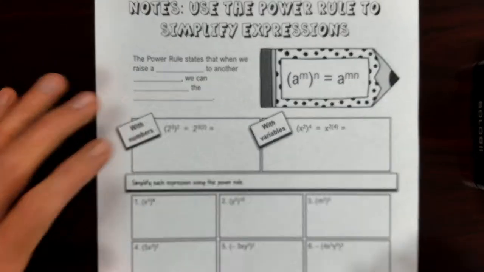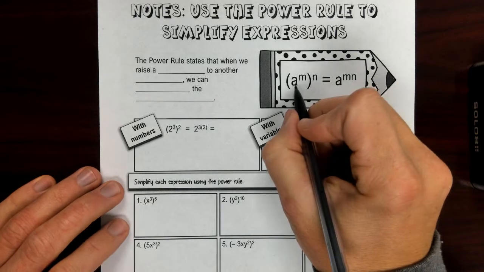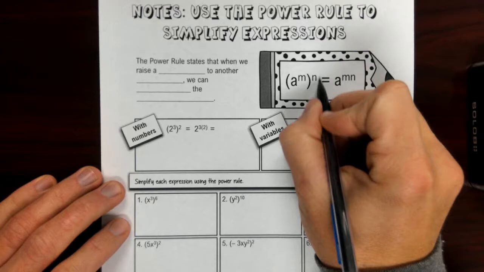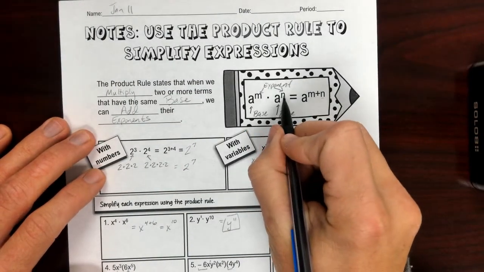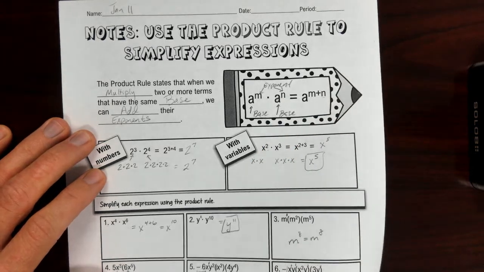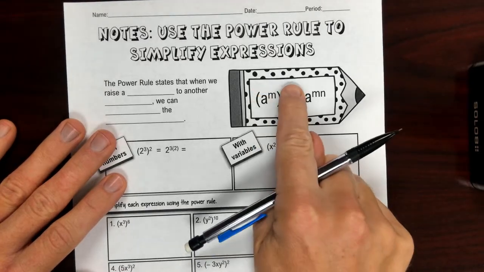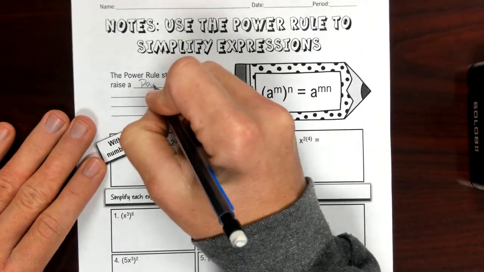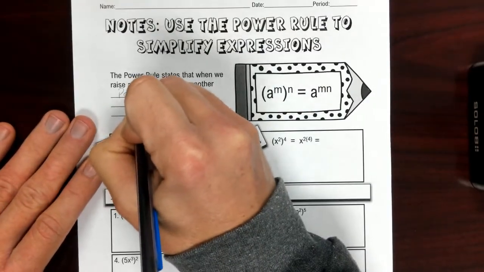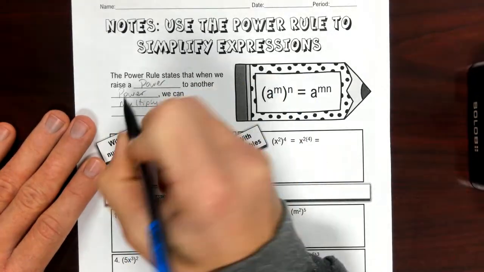Alright, now, what happens if I have a power raised to a power? So notice the difference. Here is this whole thing raised to that power. On the front, it was just this times this. There was no parentheses. Here, I have a to the m, and I'm raising that to the n power. So the power rule states that when we raise a power to another power, we can multiply the exponents.